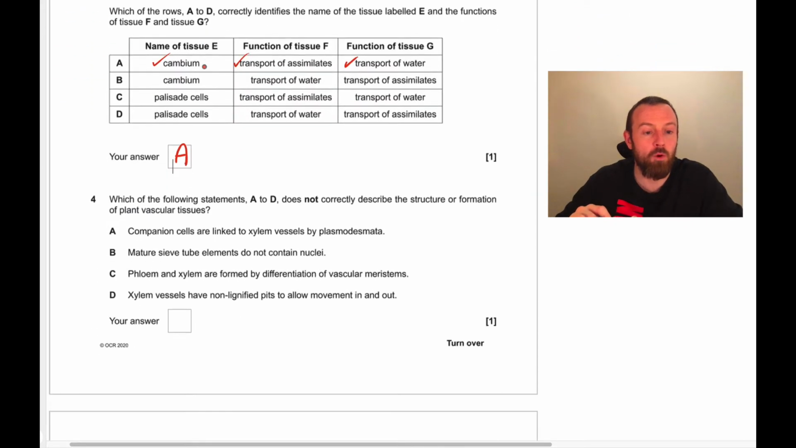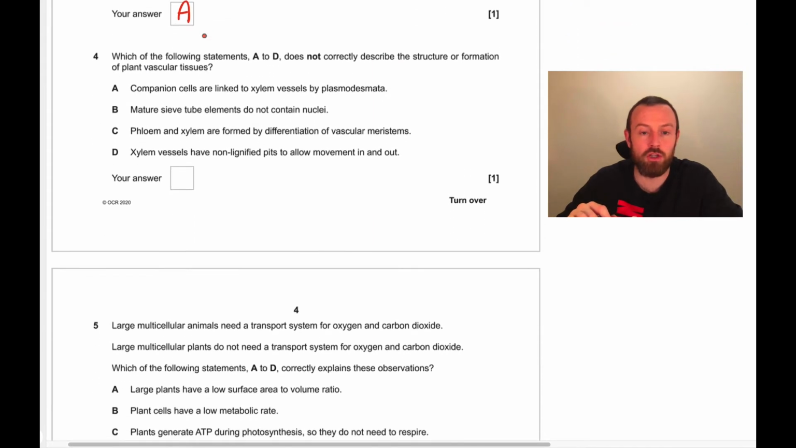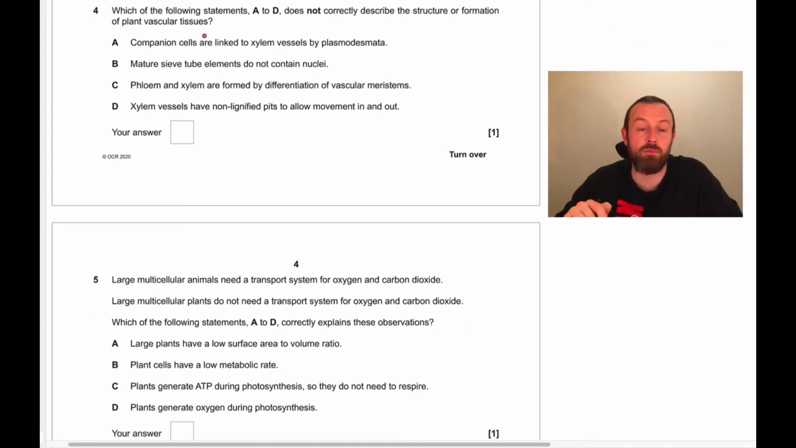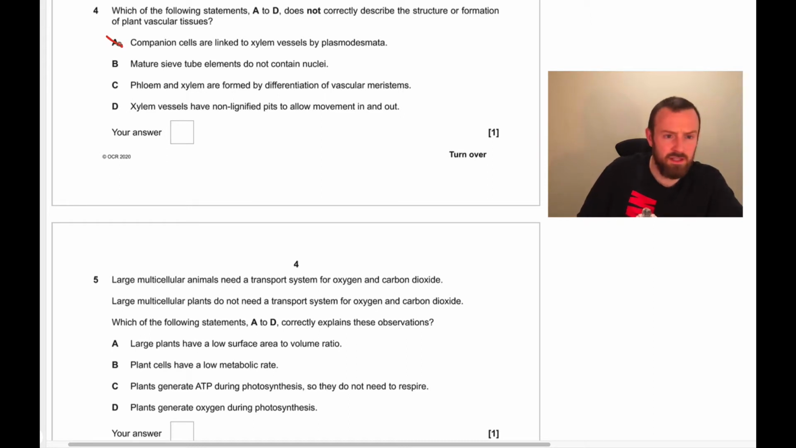Moving on. Question 4. Which of the following statements, A to D, does not correctly describe the structure or formation of plant vascular tissues? Okay, companion cells are linked to xylem cells by plasmodesmata. That's not correct. They're linked to phloem cells, so that's definitely incorrect. So I think it's that one, isn't it? Let's just double check that. Yeah, that's right. Let's always check each one and see which one's true and which one's false. Mature sieve tube elements do not contain nuclei. That's true. C, phloem and xylem are formed by differentiation of vascular meristems. That is true. Xylem vessels have non-lignified pits to allow movement of water in and out of the xylem. That's true. So yeah, it is definitely A.